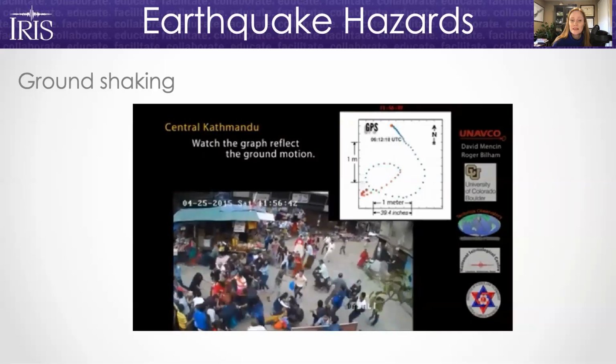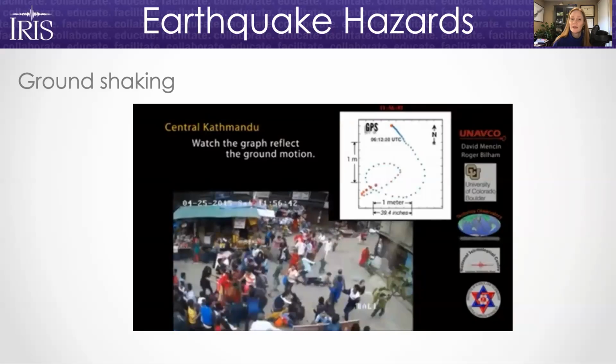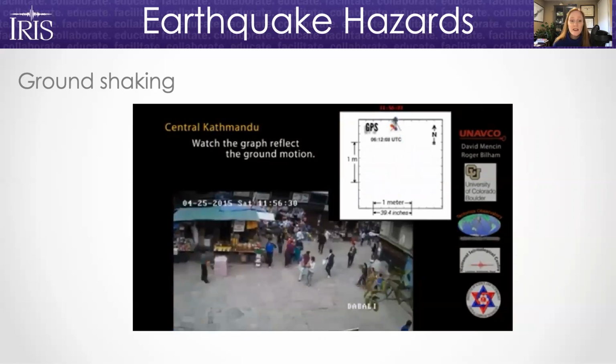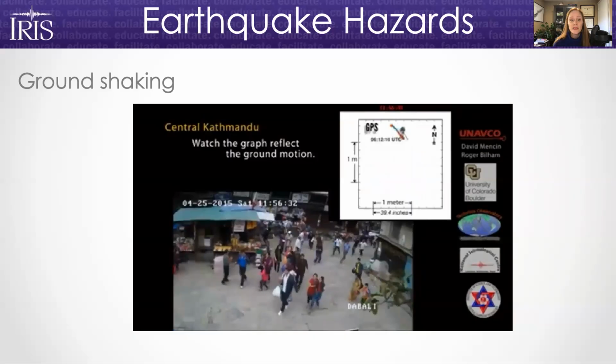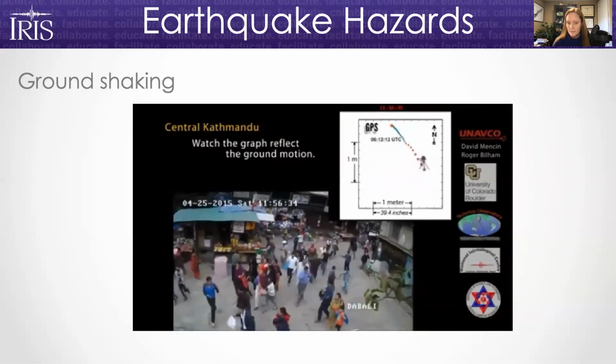This is one of the reasons that we say when you feel shaking from an earthquake, you shouldn't try and run. You should drop down to the ground, take cover underneath a sturdy object, and hold on. You can see that it's very, very hard for these people to keep their feet during strong earthquake shaking.